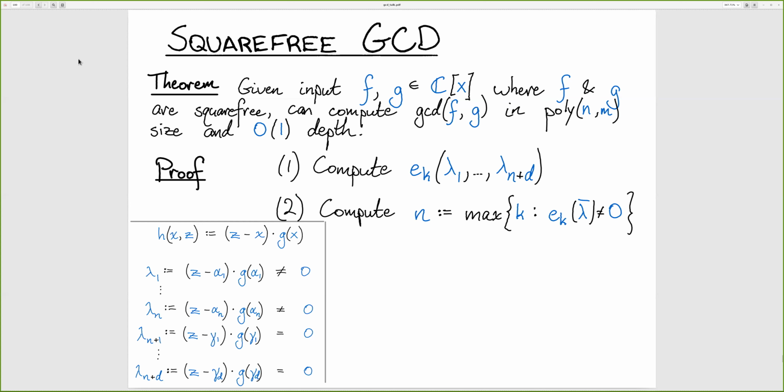And then what I need to do, this is one operation that unfortunately doesn't actually fit in this model of arithmetic circuits. I need to look at all these evaluations and find the largest one which is not 0. Now, why do I want the largest one that's not 0? Well, certainly the degree n elementary symmetric function, n is the number of factors that f does not have in common with g. That gives you f divided by the GCD.